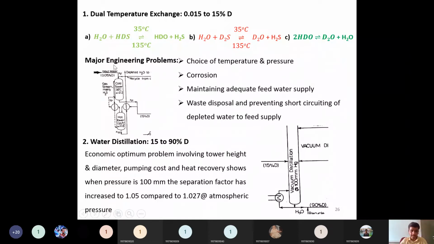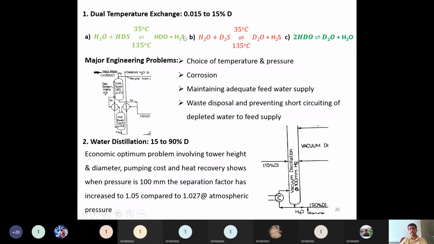Here, until 35 degrees centigrade we can obtain, but the lower limit is 29.5 degrees centigrade. So the proper choice between temperature and pressure is very much essential. That is the main problem. The choice of temperature and pressure is very important in the design of these two towers, hot and cold tower. And the next one is corrosion.